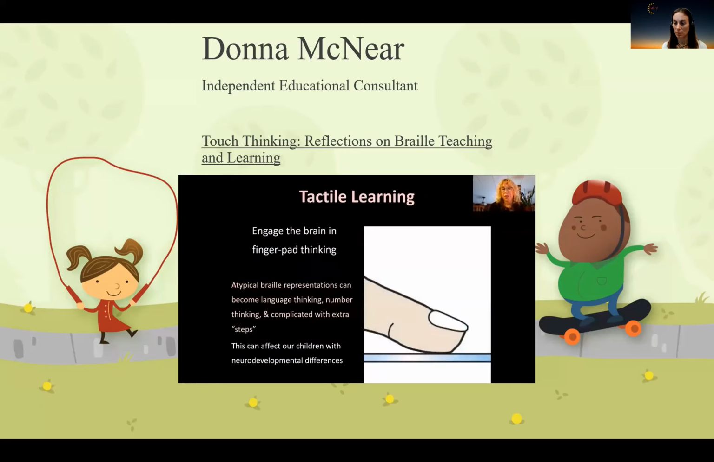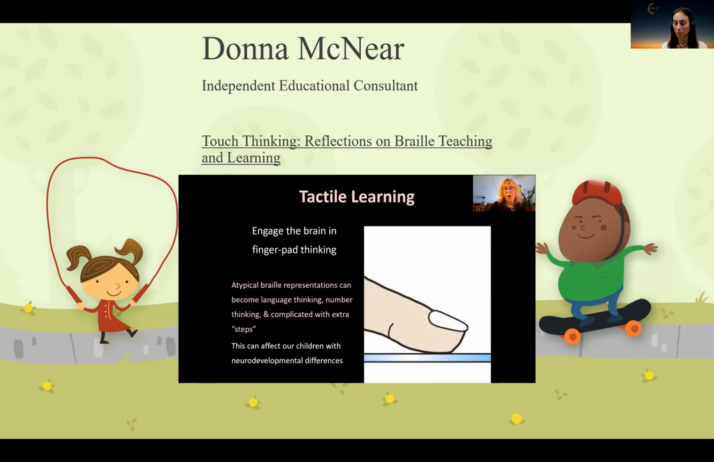So when we think about tactile learning and engaging the brain in finger pad thinking, I want to say that atypical Braille representations can become what I call language thinking, number thinking, and complicated, with extra steps in learning. And my experience says this can affect our children with what I'm going to refer to as neural developmental differences. We know that many of our children who are blind and visually impaired and who we are teaching to be tactile learners can also be affected by a variety of conditions that affect their brain, their thinking, and their neurological development.